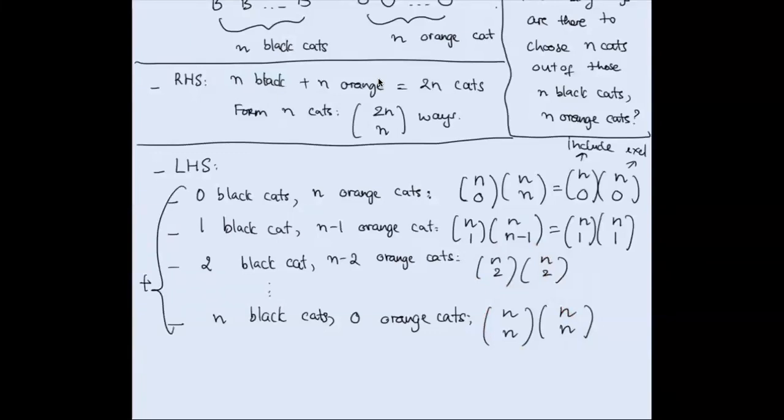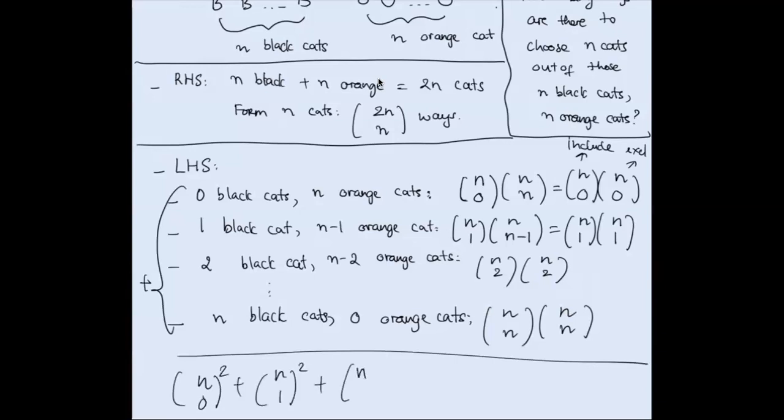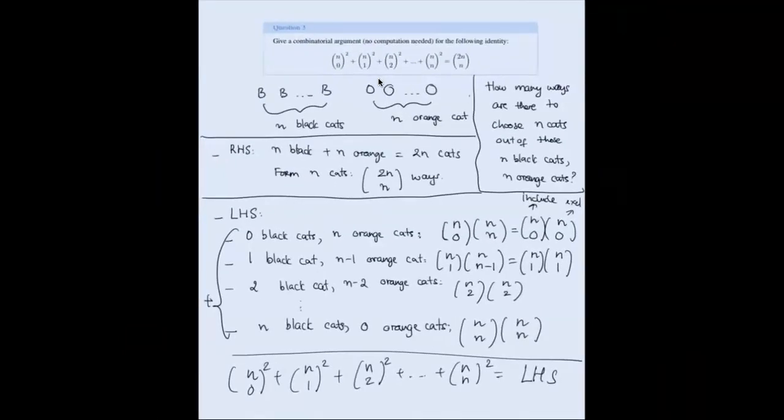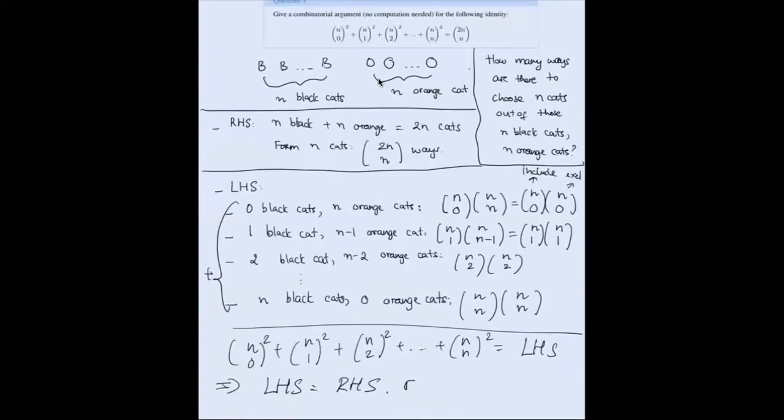So if you add them all together, you will have this, which is the left-hand side. So you see that the left-hand side counts the number of ways to choose n cats out of those n black and n orange cats as well. And this also counts this problem. Therefore, they have to be equal. And it will be the end of your proof. Any question about this one?